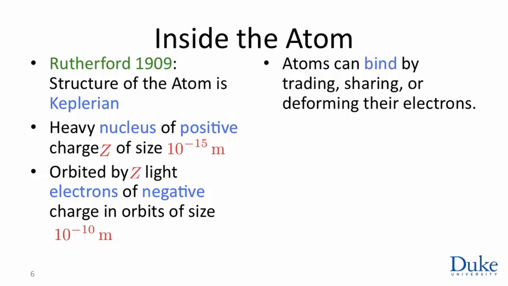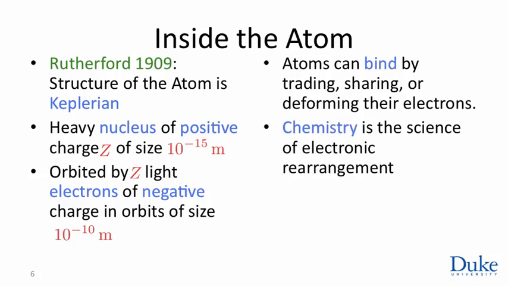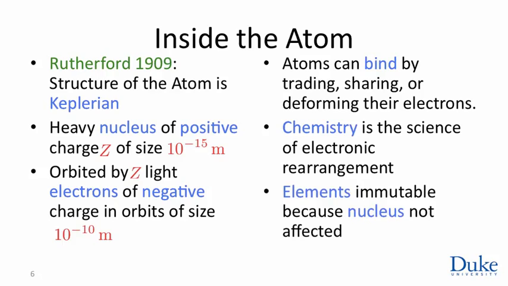And then once we understand this, atoms can bind chemically by trading, sharing electrons, or deforming the distribution of their electron orbits. The development of chemistry from this point is very quick, and chemistry is the science of electronic rearrangement. What we understand now is why it is that elements are immutable. The number of carbon atoms that goes into a reaction is always equal to the number of carbon atoms that emerge, and that is because the nucleus is not affected.